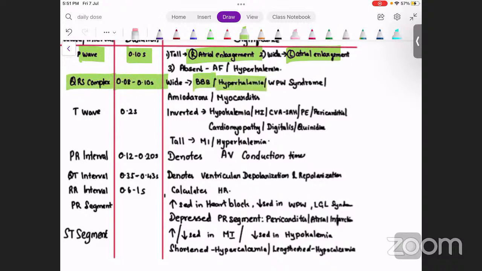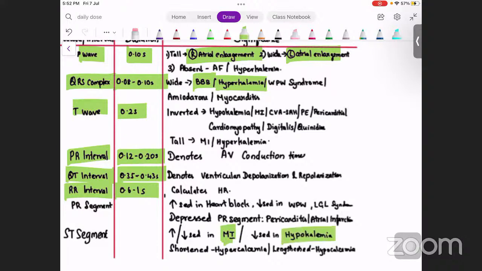Okay, and QRS complex is 0.08 to 0.1 second, and wide is seen in bundle branch block as well as in hyperkalemia. Okay, and the T wave 0.2 second, and we have the PR interval 0.12 to 0.2 seconds, and QT interval 0.35 to 0.4 seconds, and RR interval that should be 0.6 to 1 second. And then you have the PR segment and ST segment.